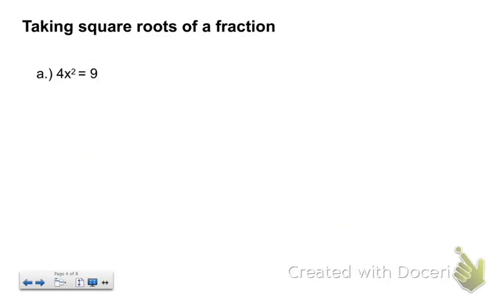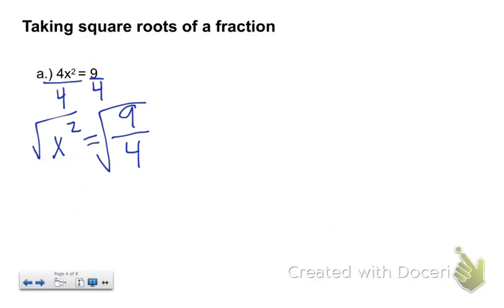Okay, for this one, again, no middle term, so it's a good one to take a square root. So if we're trying to get x squared by itself, we're going to divide by 4 on both sides. But this time, 9 divided by 4 doesn't simplify to a nice integer number, but that's okay, because I can still take the square root of a fraction. So I'm going to take the square root of x squared and the square root of 9 over 4. Square root of x squared is x.